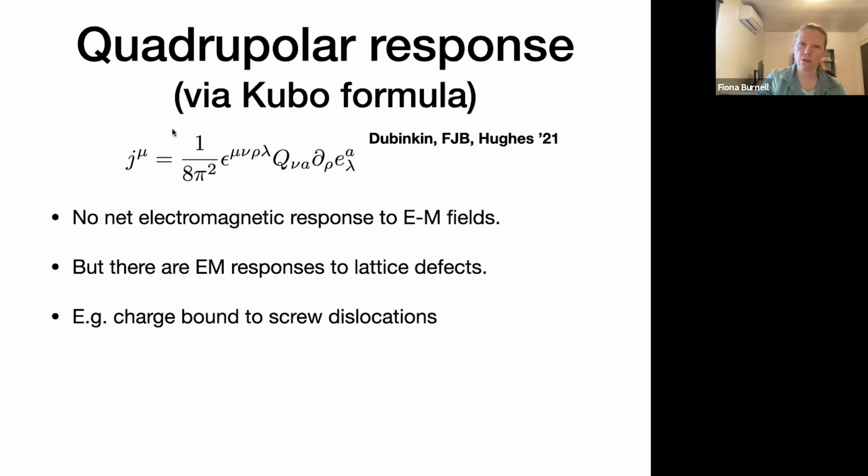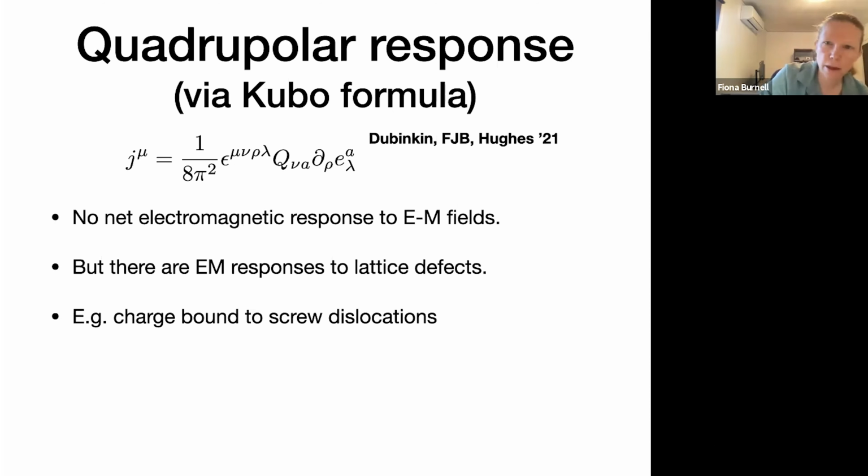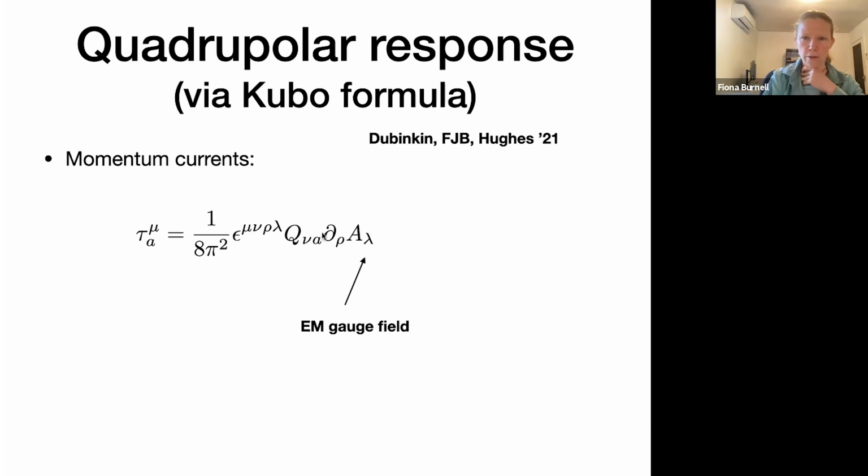You might think, oh, that looks a little esoteric. I think I was going to put in a picture that showed that. But Oleg actually verified this numerically, and you can put screw dislocations in your system, and you can see that you do get a charge accumulation on those. Seems like I forgot to put in the picture.